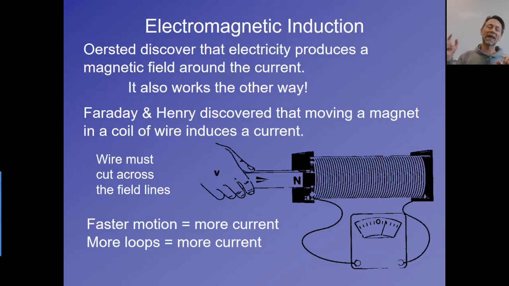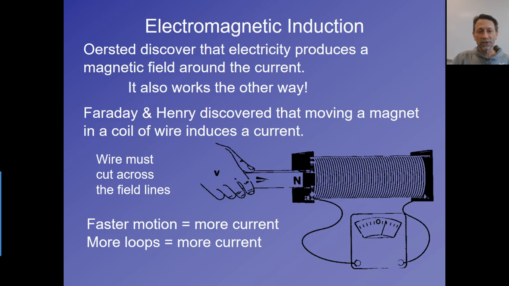So if you remember way back when Ørsted discovered that electricity produces a magnetic field around the current, it also works the other way. Along came Henry and Faraday, who lived shortly after Ørsted, and they discovered that it worked the opposite way, that you could use a magnet to create a current. So Ørsted went from electricity to magnetism. Henry and Faraday went the opposite way: you could take magnetism and produce electricity.